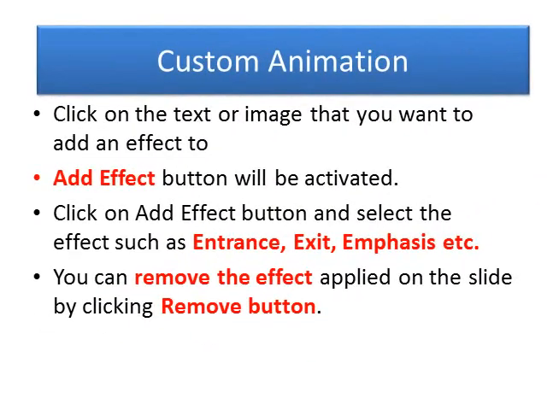In order to do that, you have to click on slideshow menu, go to custom animation. In the task pane, click on down pointing arrow and select custom animation. Next step is to click on the text or image that you want to add the effect to. When you click on that, you will have the add effect button that will be activated. Click on the add effect button and select the effect such as entrance or exit, emphasis, etc. If you don't like it, you can remove the effect applied on the slide by clicking the remove button.